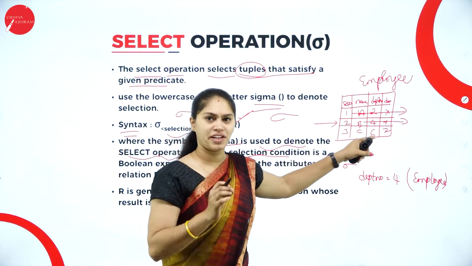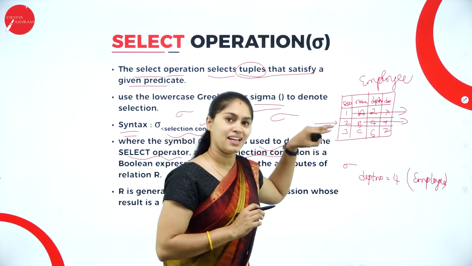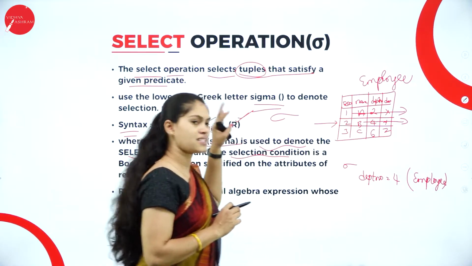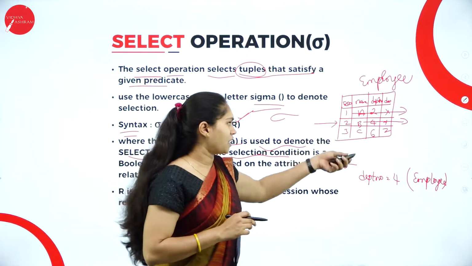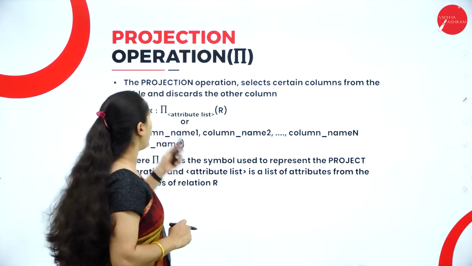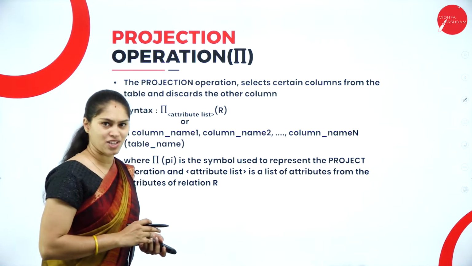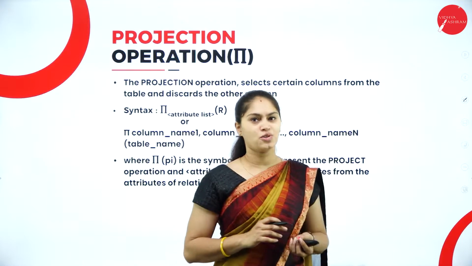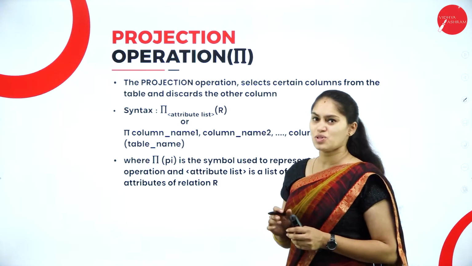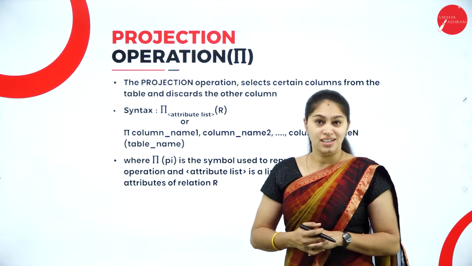So in order to fetch a particular row or tuple in the relation, we use this select operation. What if I want to select a column? For that reason, we have the projection operation. This projection operation will help us select a particular column. That is also based on certain conditions.